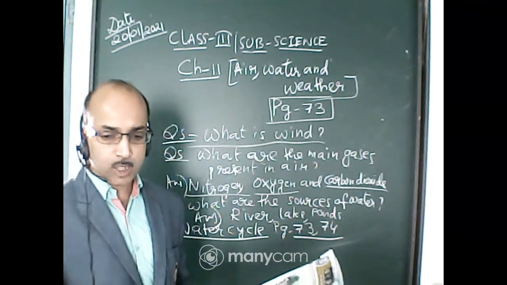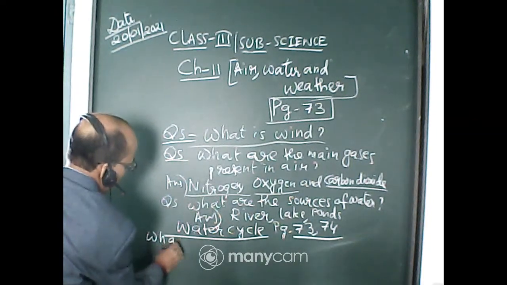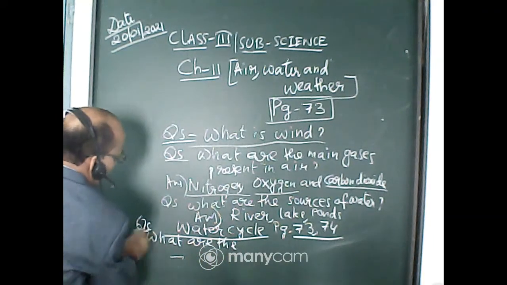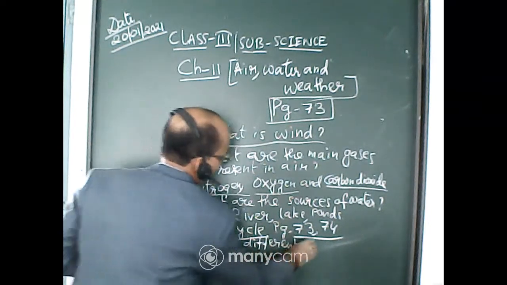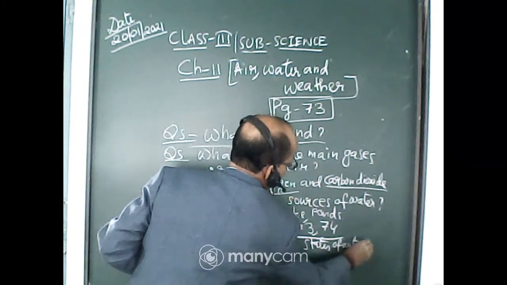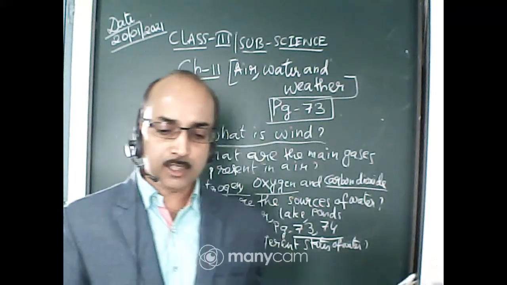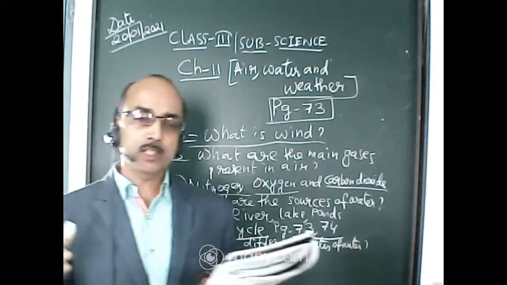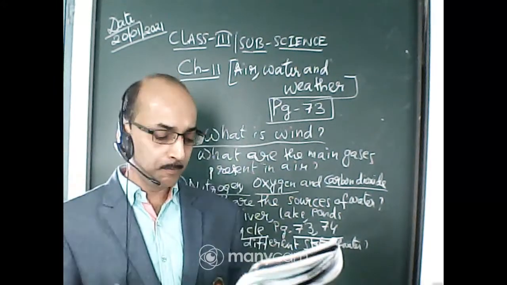So what are the states of water? The question is, what are the different states of water? The different states of water are solid state, liquid state and gaseous state. Solid state is ice, liquid state is water itself and gaseous state is water vapor or steam.